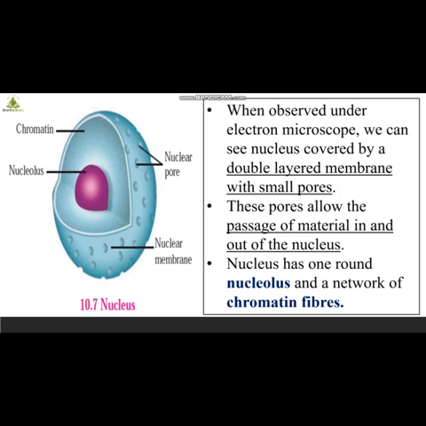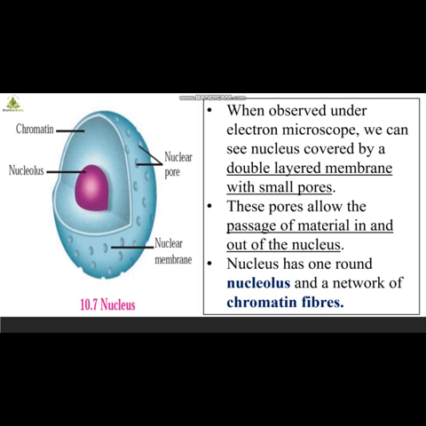This is the structure of the nucleus when observed under an electron microscope. A circular structure is seen, but if I want to study it in detail, I have to observe it under an electron microscope. We can see the nucleus is covered by a double layered membrane, and there are small pores or holes known as nuclear pores. These pores allow the passage of material in and out of the nucleus. They have a specific function: they allow materials to come inside and materials to go outside the nucleus. This is the function of the nuclear pores.